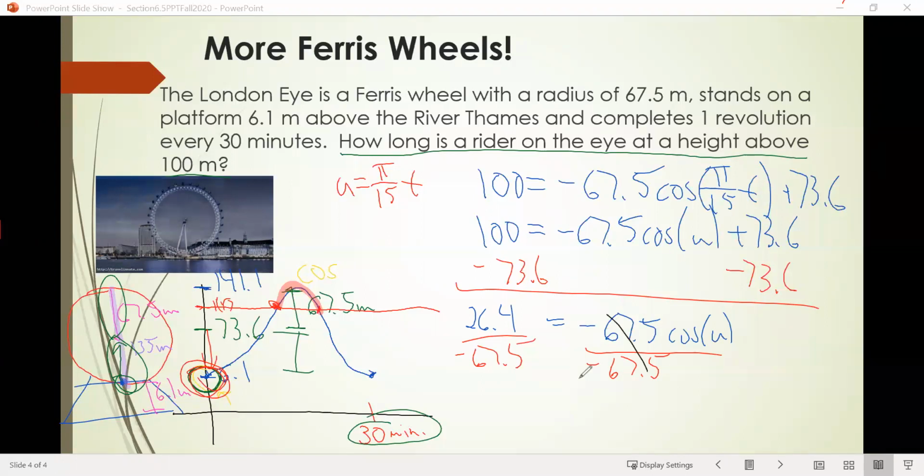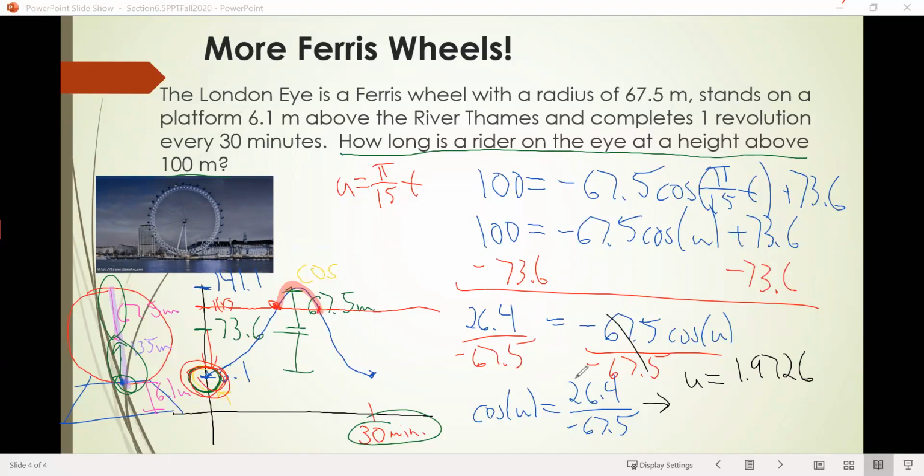When we do that, then we'll have cosine of u equals 26.4 over negative 67.5. And we went over how to solve problems like this in section 6.4. So we'll use inverse trig functions, and I'm going to do this in radians again. So I'll do inverse cosine of 26.4 divided by negative 67.5. And that gives me u equals 1.9726.